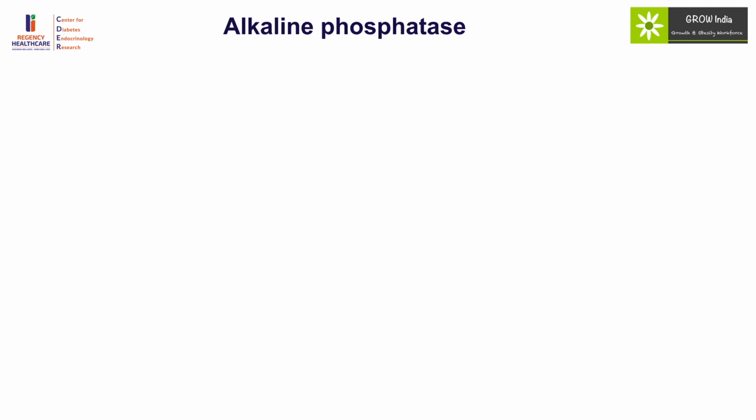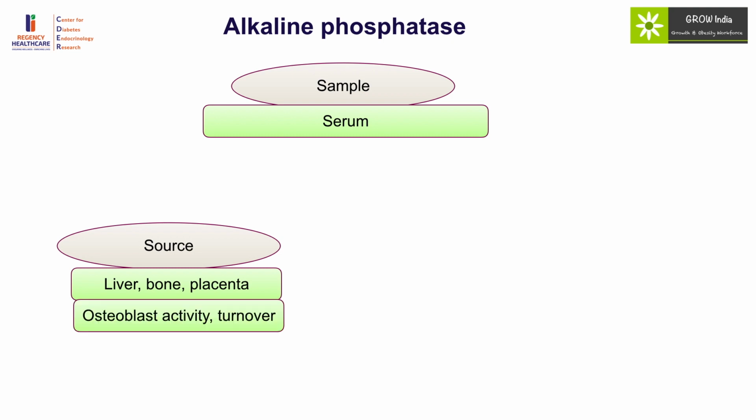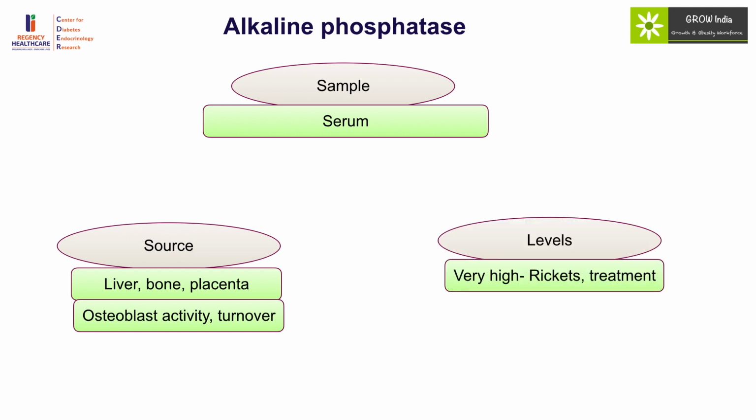Alkaline phosphatase levels are a good marker of bone formation and bone turnover and particularly relevant in the setting of metabolic bone disease. They should be done in a serum sample. Alkaline phosphatase levels can come from the liver, bone and placenta. In most cases, they give a good reflection of bone unless there is a liver disease in a child. They are a good indicator of osteoblast activity and bone turnover. The levels are very high in the setting of rickets and they may actually increase with treatment of rickets.